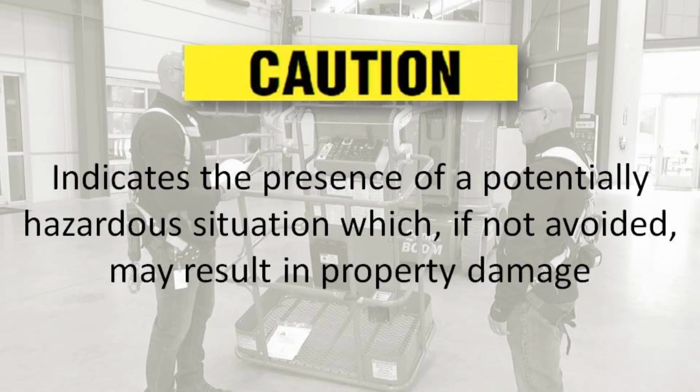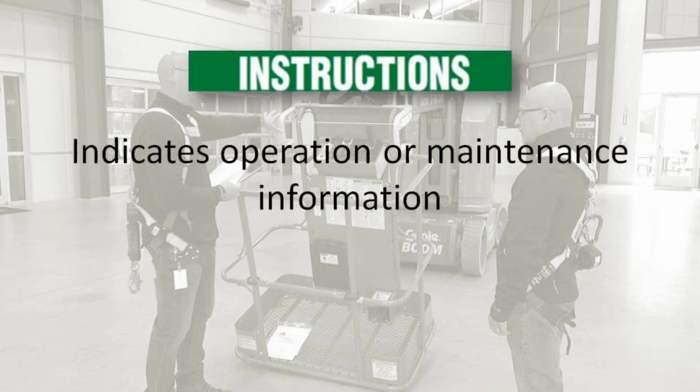The caution without the safety alert symbol indicates the presence of a potentially hazardous situation which, if not avoided, may result in property damage. The green instructional decal indicates operation or maintenance information.